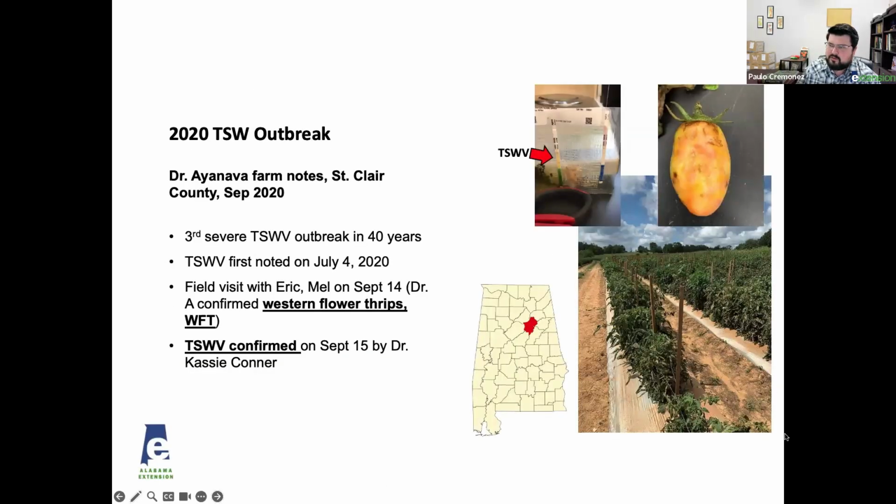In 2020, we had a severe tomato spotted wilt disease outbreak here. These are from farm notes from Dr. Ayanava from this area in Alabama. It was the third severe tomato spotted wilt virus outbreak in 40 years, and it was first noted in July of 2020. During a field visit in September, they confirmed the western flower thrips were present in the area, and the virus was confirmed the very next day. So this is what they can cause: both the fruits and the plants can be destroyed.